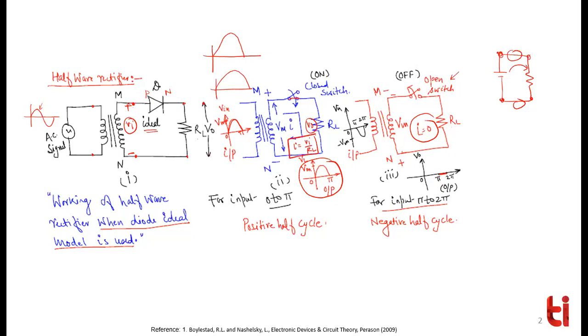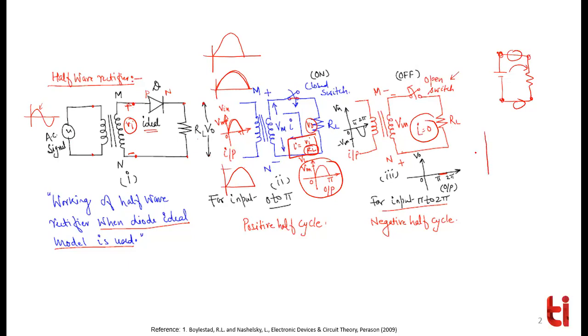VI divided by RL. Since VI is moving like this, the shape of the current I will be similar to this. The magnitude can be different, because depending upon the value of RL, you can have a different magnitude. But the shape of the current will be the same. Now, the very, very important thing is how to draw the characteristics.